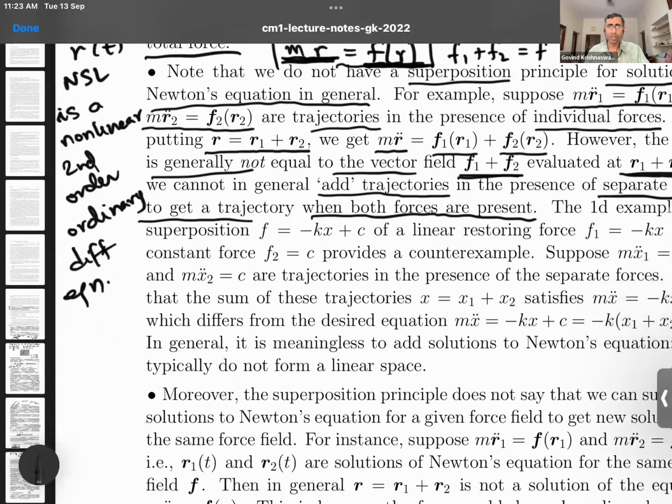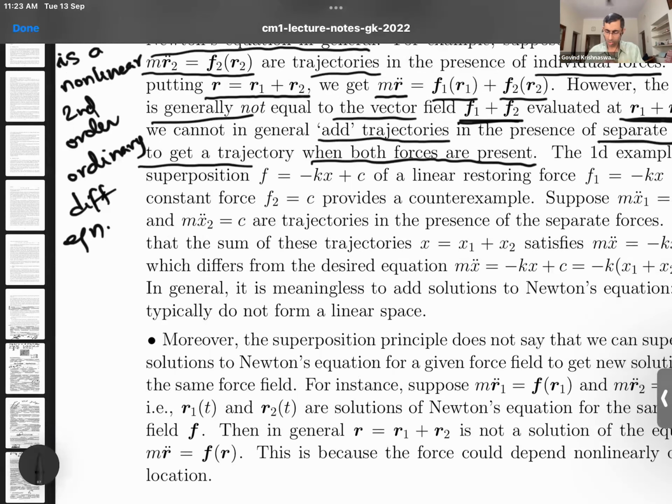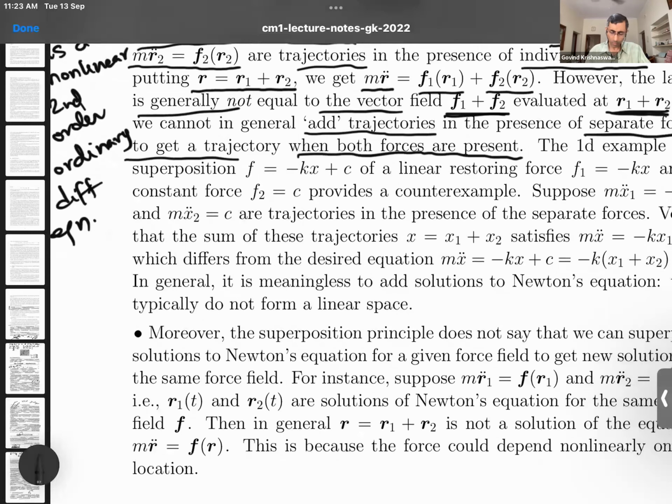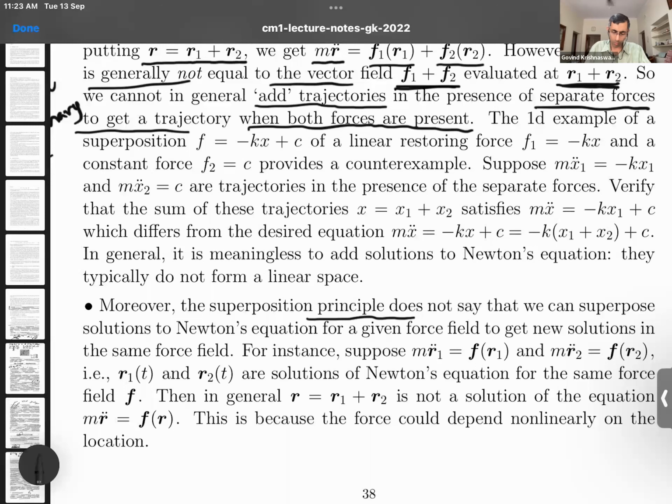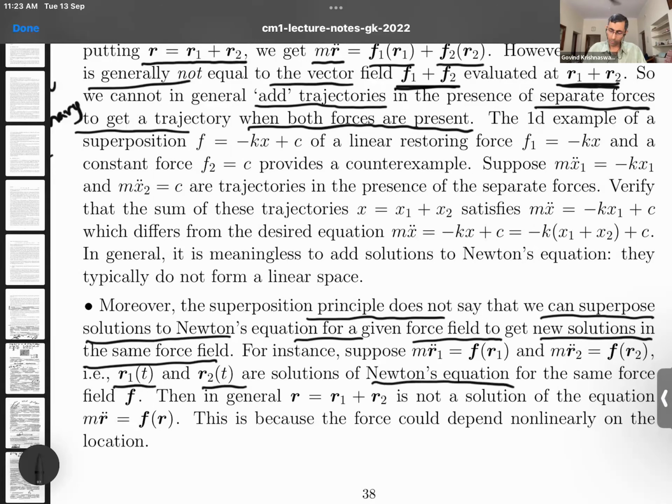So there are other aspects of what superposition does not mean. For instance, the superposition principle does not say that we can superpose solutions of Newton's equation for a given force field to get new solutions in the same force field. That is because of this nonlinearity. So if r1 and r2 are two solutions of Newton's equation for the same force, then in general, the sum of the two is not a solution of the equation for that force.